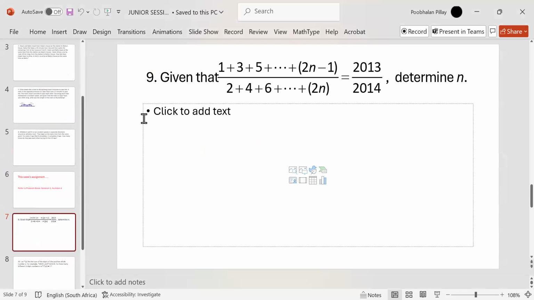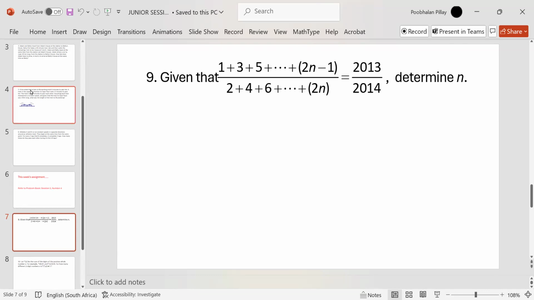All right, so this question here, given that now you got a big fraction here, 1 plus 2 plus 3, you got all odd numbers at the top, and then you got even numbers at the bottom, but you're adding all these numbers, and you get this fraction here, and you want to know what the value of n is, right?